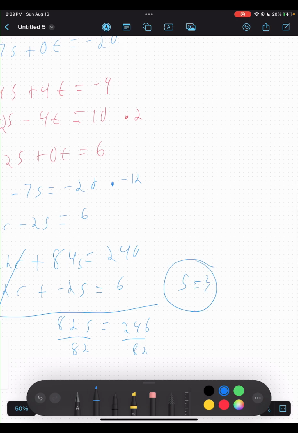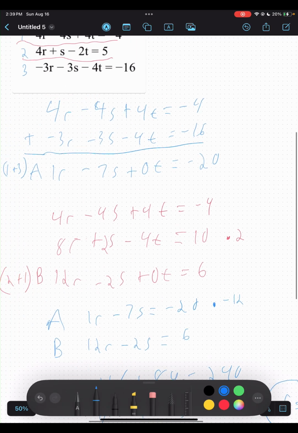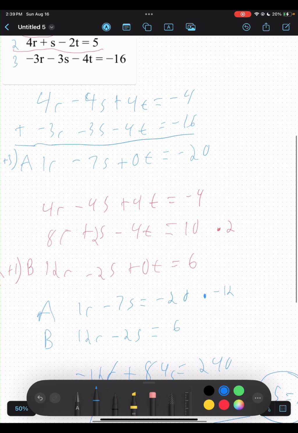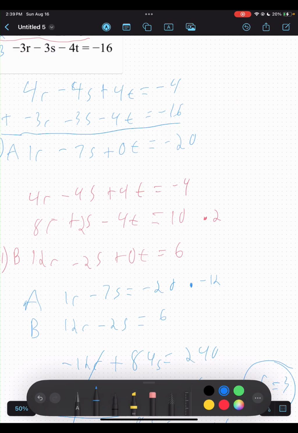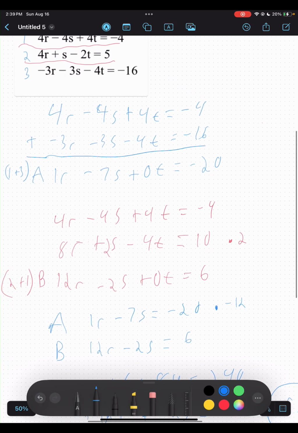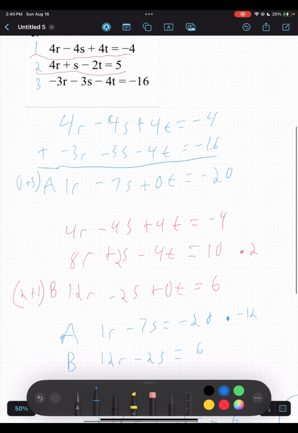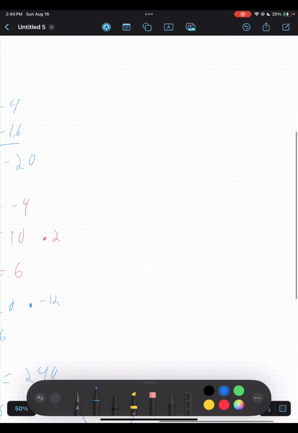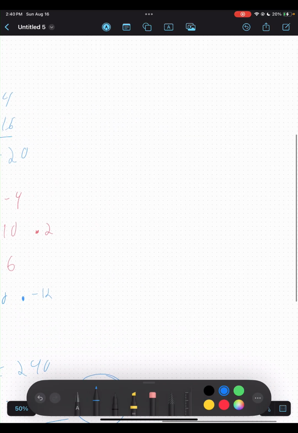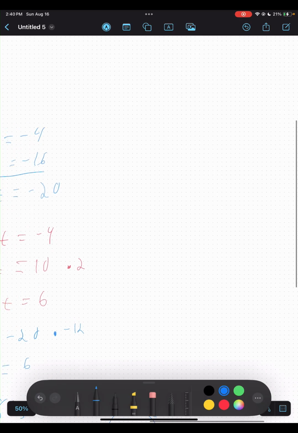Once we have S equals 3, once we have one of our variables, this whole thing becomes a lot simpler. We can then take this S equals 3 and go back to our original two equations that we removed variables from. So I'm going to take A and B, and I'm going to add them together again.